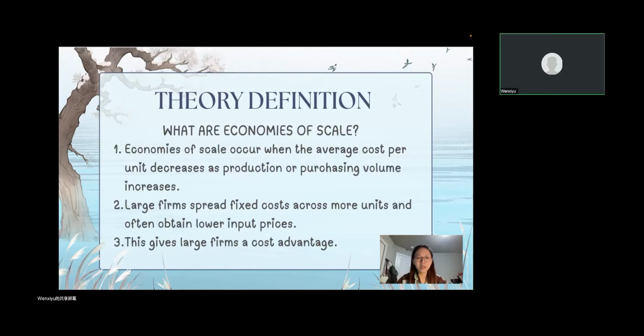Second, large firms often receive bulk discounts from suppliers. When a company buys products in very large quantities, suppliers are often willing to offer lower prices. Because of this advantage, larger firms often have lower average costs than smaller firms.